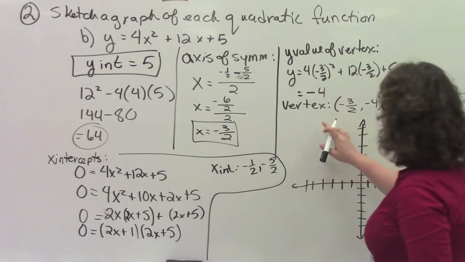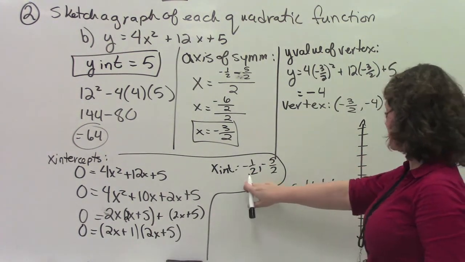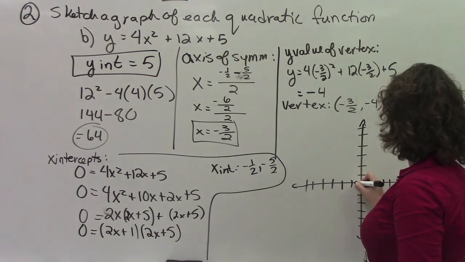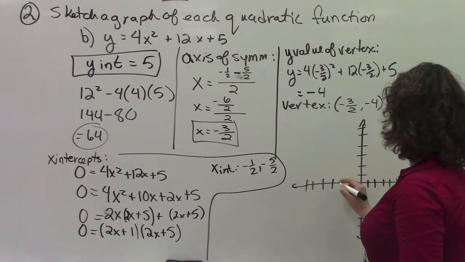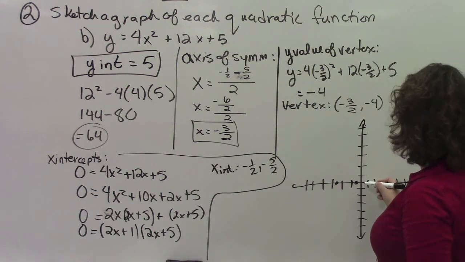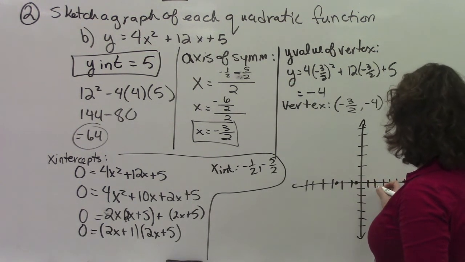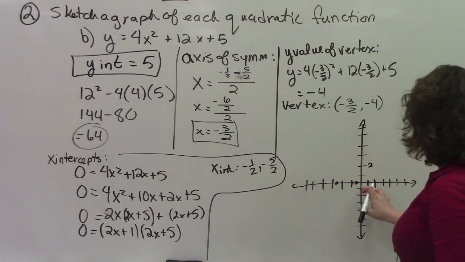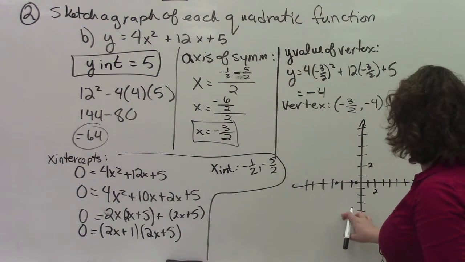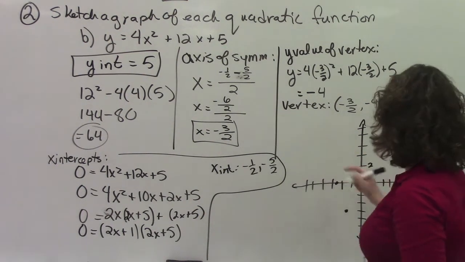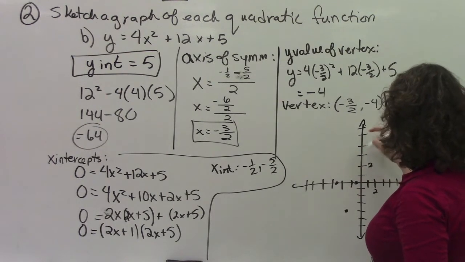So I know that my two x-intercepts are going to be at negative half, right there, and negative 5 over 2, which is 2.5. I know that my vertex is at 1.5 and negative 4. Oh, I forgot to put on my scale. There we go. So each tick mark is 1. So 1, 2, 3, 4, right here. And I know that my y-intercept is 5. 1, 2, 3, 4, 5.